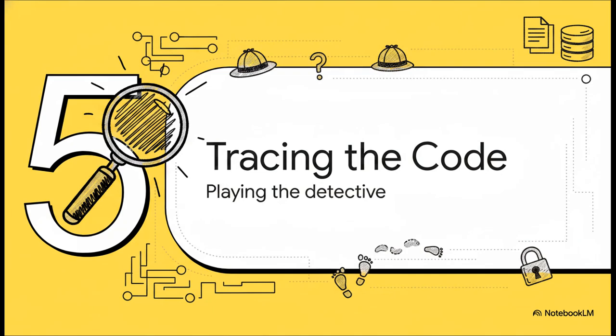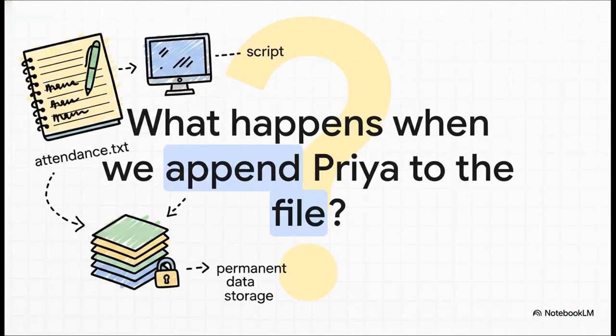Let's keep rolling into part five, tracing the code, or as I like to call it, playing the detective. Let's look at a live scenario. Imagine you have a file named attendance.txt, and it already has two names sitting on separate lines, Lena and then Omar. So what happens if we run a script that opens this file in append mode and writes the name Priya with a new line character? Take a second. Predict the exact final output in your head.